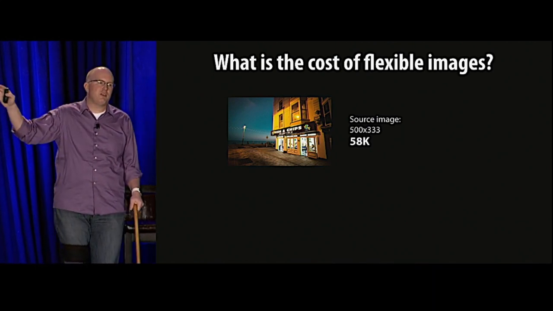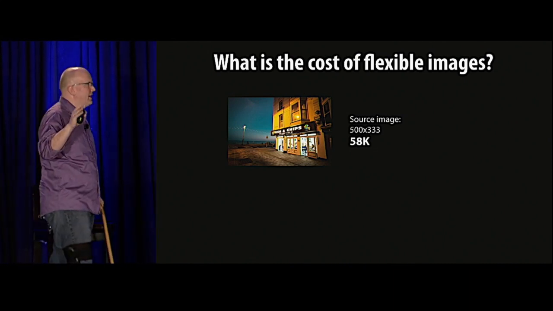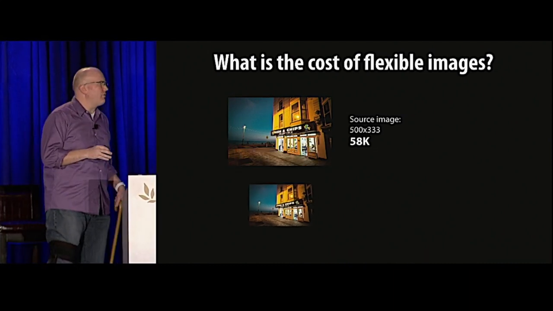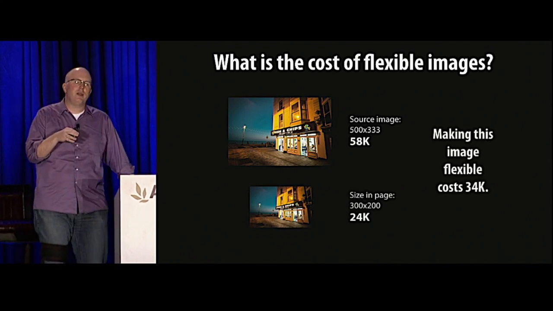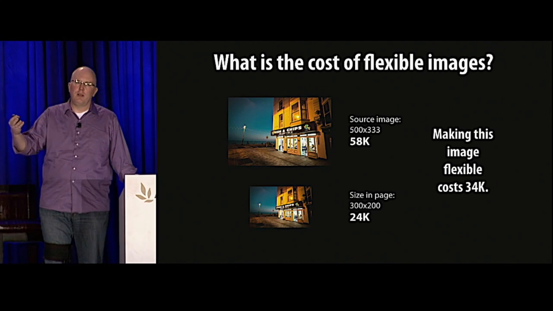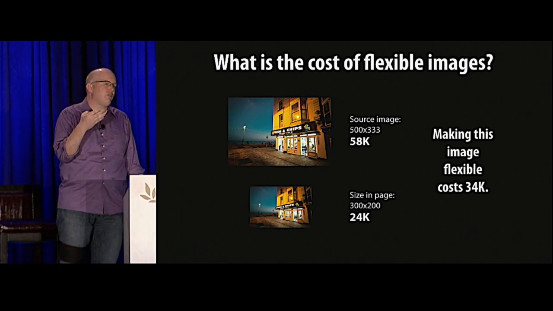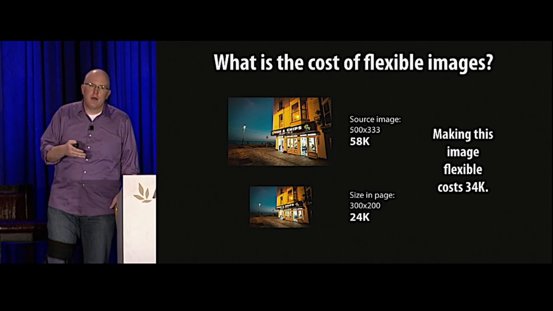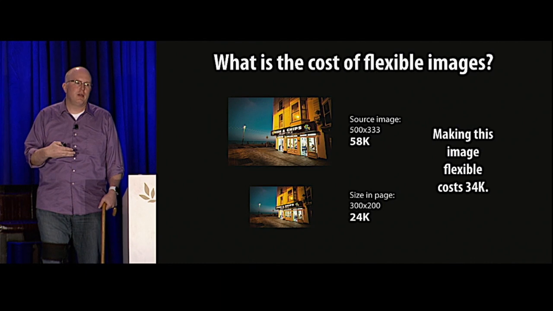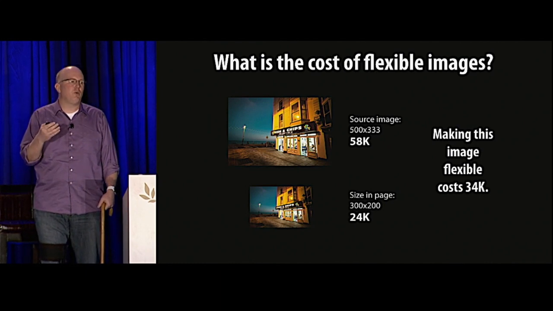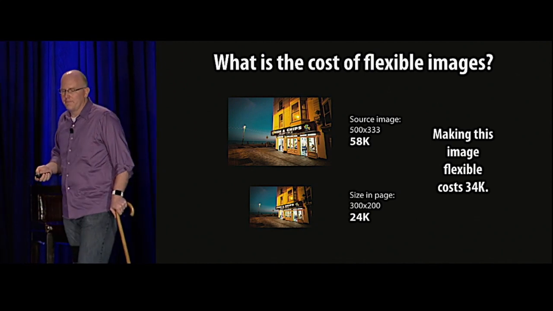So if we have a source image that's 500 by 333 pixels, and it's 58K on disk, but in the browser it actually is showing up at 300 by 200. If we take that and save it out in Photoshop at 300 by 200, we would find that it's 24K. The cost of flexible images is the difference between the size that we download and the size it would be if it was perfectly sized on the page. So in this case, 34K.